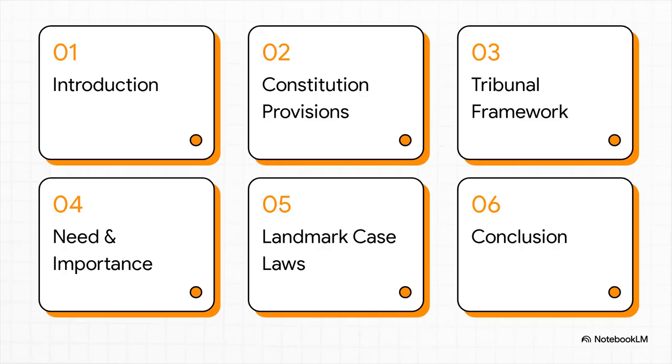Take down this exact 6-point exam answer synopsis at the very beginning of your booklet, right below the question number. 1. Introduction to Administrative Tribunals. 2. Core constitutional provisions. 3. Framework and tribunal composition. 4. Need and importance. 5. Landmark case laws. And 6. Final exam conclusion. Providing this neat, structured syllabus outline on page 1 instantly captures the evaluator's approval. It tells them, I know exactly where I'm going with my legal argument.